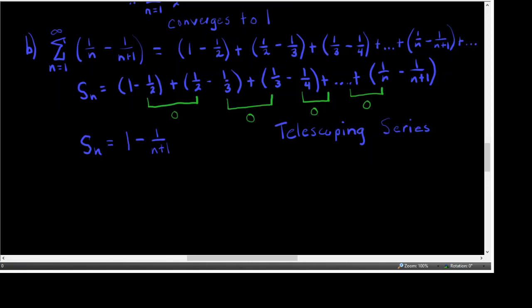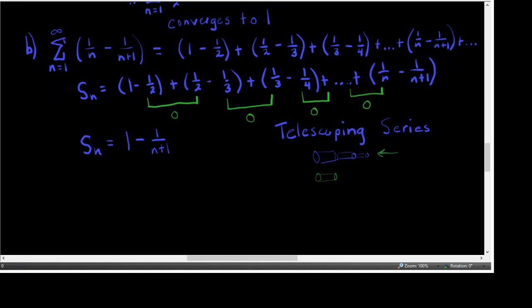And what happens, if you think about a telescope, that looks sort of like this, with smaller and smaller pieces, that can collapse if we push on the small end, and it collapses down to something that's about this big. And so the collapsing of the telescope is like the collapsing of this series, and all we're left with is the first half of the first term and the latter half of the second term, of the ending term.